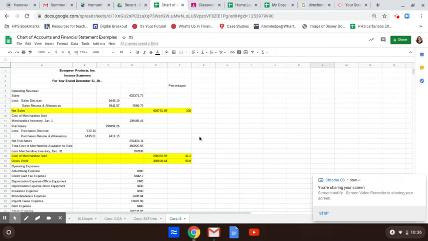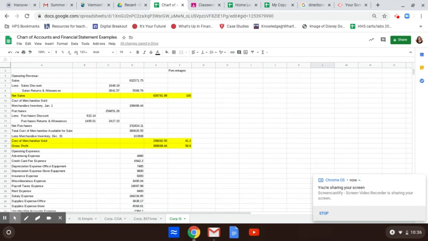What you can see on my screen right now is an example of an income statement. An income statement is one of a company's most important financial statements. We learned about these earlier in the year, and you've taken a look at those now as you've done some of your financial analysis.